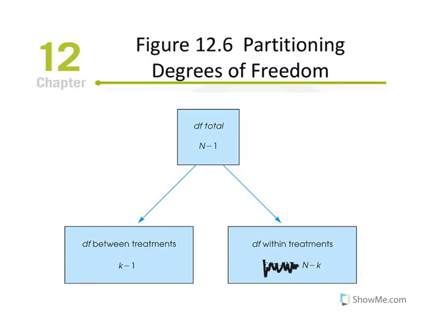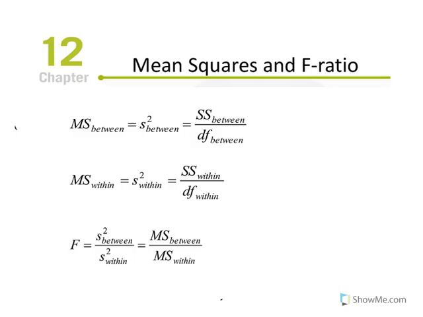And figure 12.6 shows again the logical relationship between the degrees of freedom total and degrees of freedom between and degrees of freedom within. So the total is equal to the sum of these 2. Therefore, if you have degrees of freedom total and degrees of freedom within, you can then compute what degrees of freedom between is equal to. So again, understand the relationship between these variables to simplify things and simplify the equations.